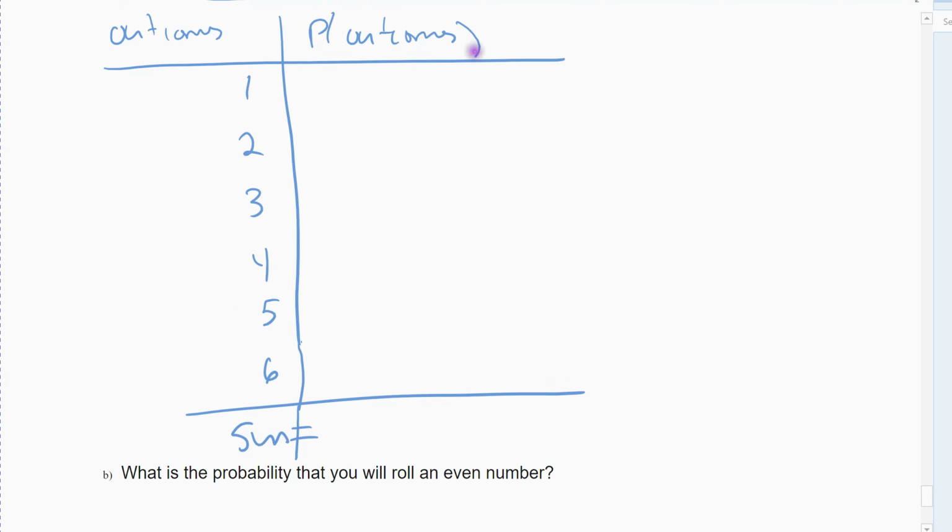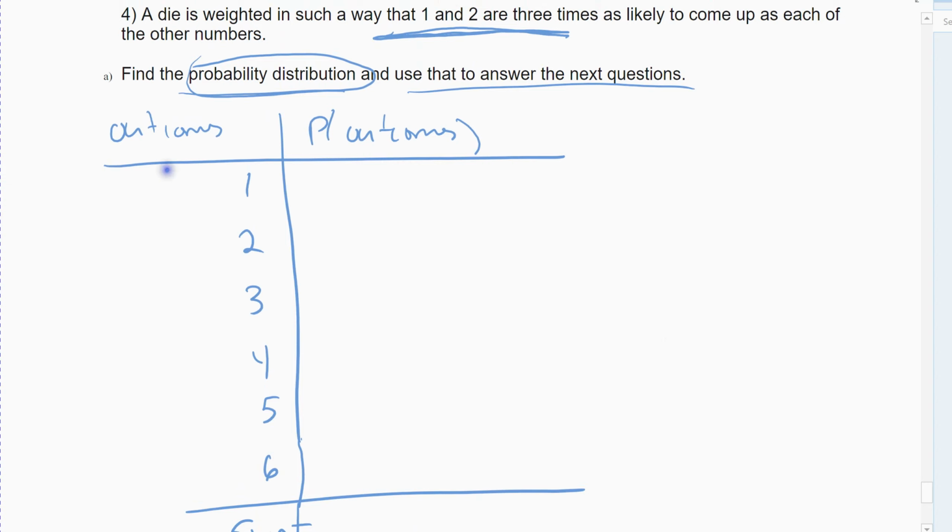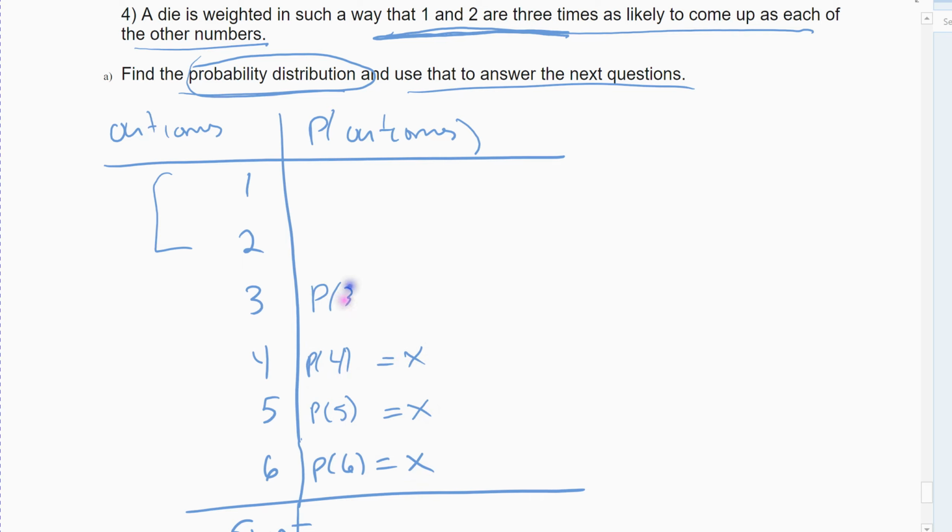Now, I know that these 2 are 3 times as likely to come up as the other numbers. So the rule of thumb on these types of problems is always start with what you know the least about. I know the least about the other numbers: the probability of rolling a 3, a 4, a 5, and a 6. They all have the same probability, but I don't know what it is. So probability of rolling a 6, I'm going to let be equal to x. The probability of 5 is the same, so that's x. Probability of 4 is the same, and the probability of 3 is the same.